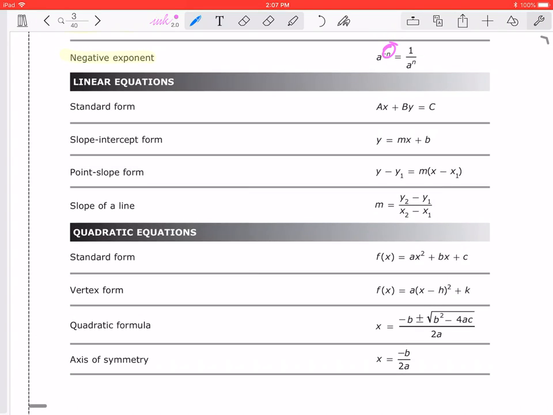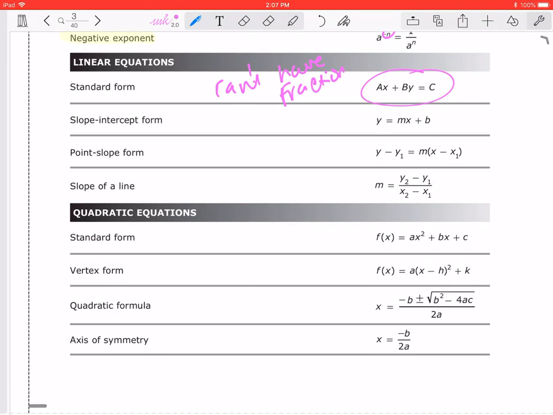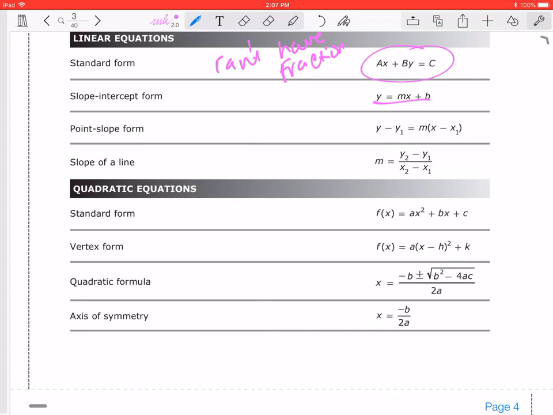Linear equations, we have standard form. Ax plus By is equal to C. Or let me rephrase that. Can't be fractions. We cannot have fractions. I'm just going to use improper terminology, can't instead of saying cannot. Can't have fractions.